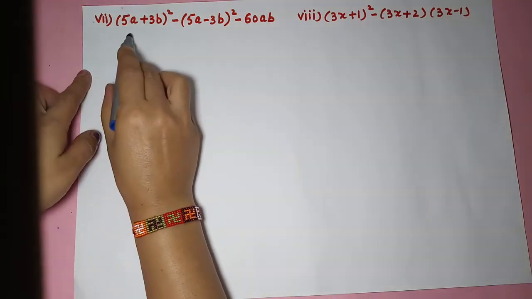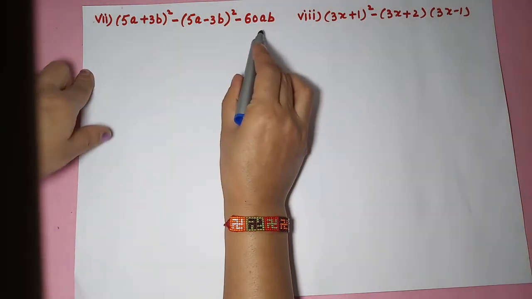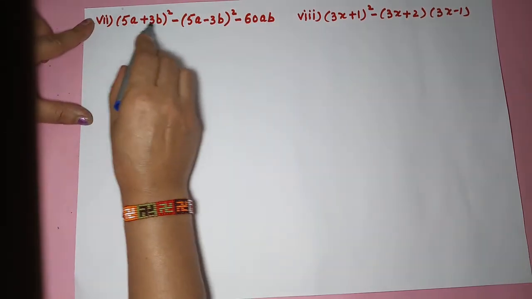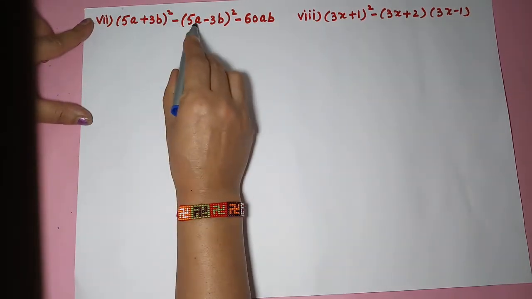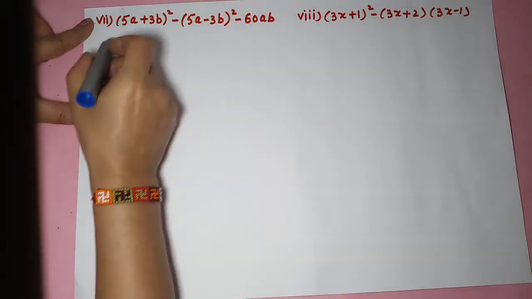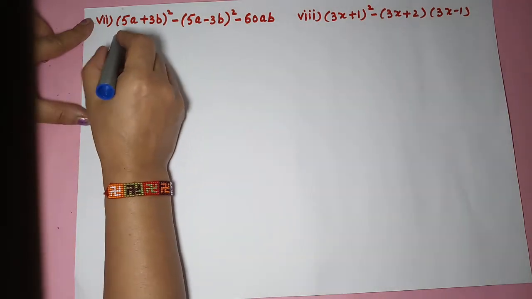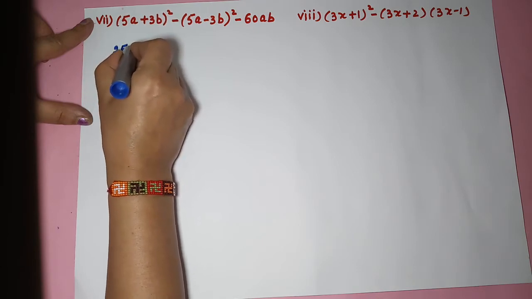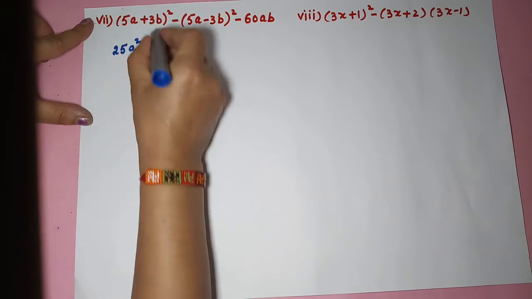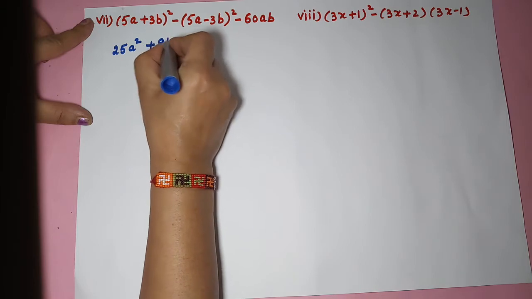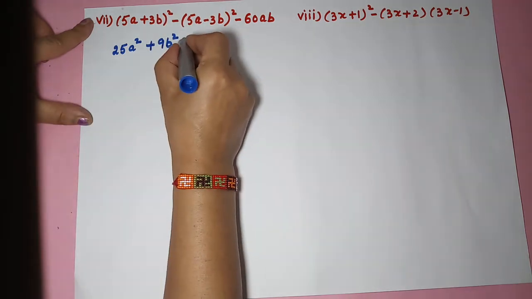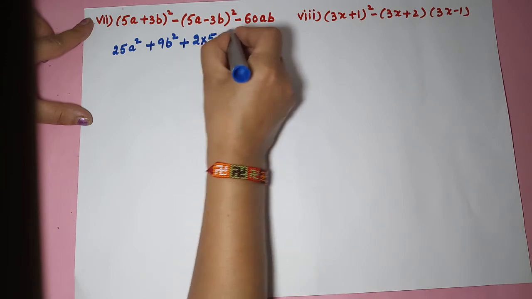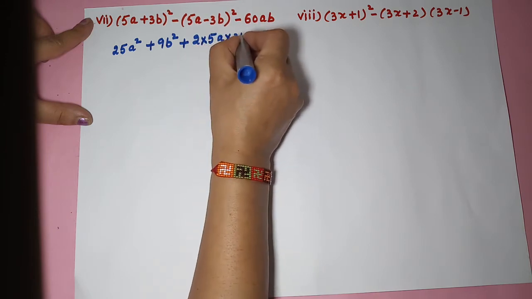Now here also we have to simplify this expression. So we will make use of the identities. First a plus b whole square and then a minus b whole square. So this becomes a square, that is 25a square, plus b square, that is 9b square, plus 2ab, 2 into 5a into 3b, right?